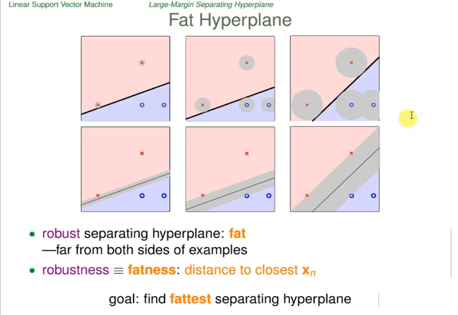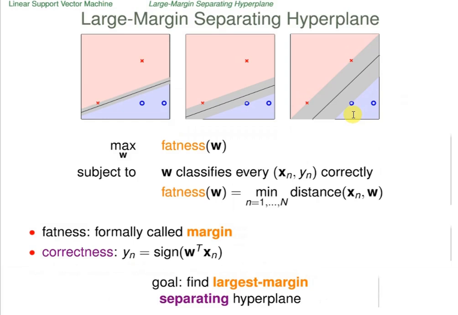So can we efficiently find the hyperplane with the fat margin? Let's try to formulate the problem of finding a hyperplane with a fat margin. Recall that a hyperplane is defined by its weights. We want to find, for example, the rightmost hyperplane from these given examples.